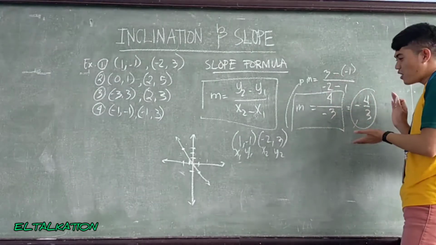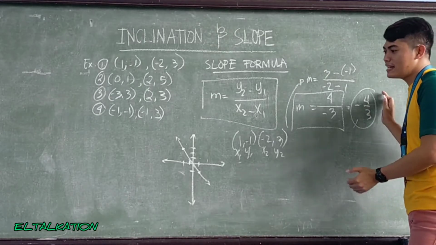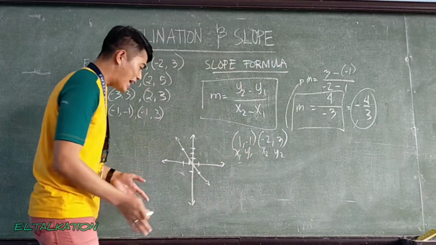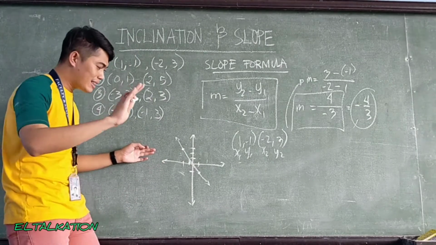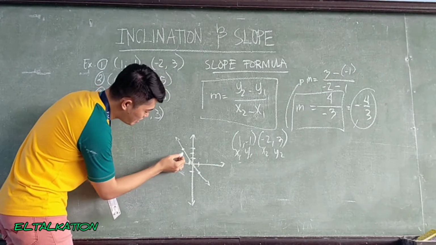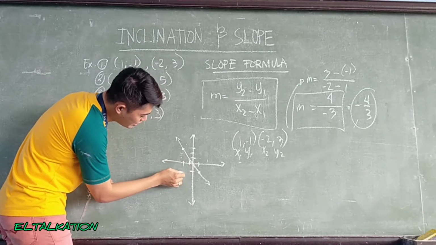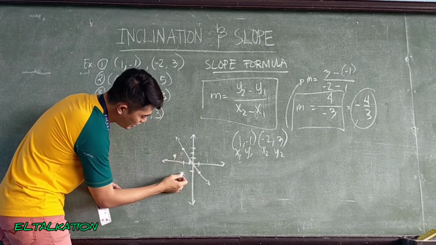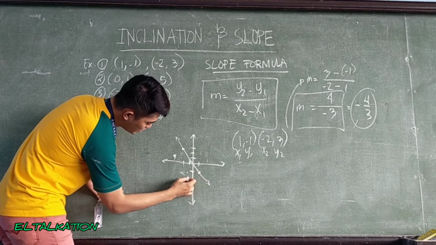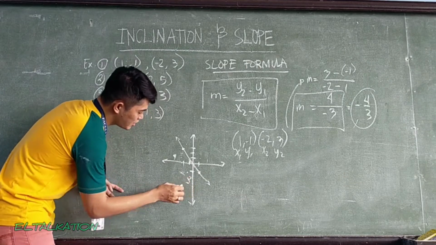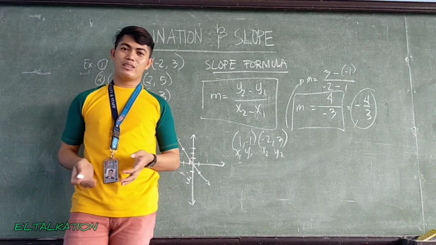So, based on our slope, we have negative 4 and negative 3. So to illustrate, diba? From left to right, from here, 1, 2, 3, 4. So this is 4, and 1, 2, 3. So this is 3. So that is just example number 1 about negative slope.